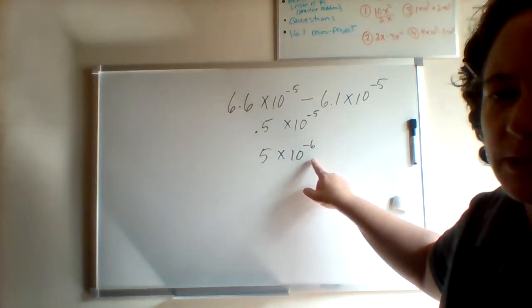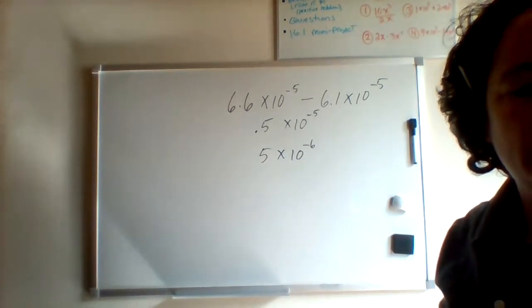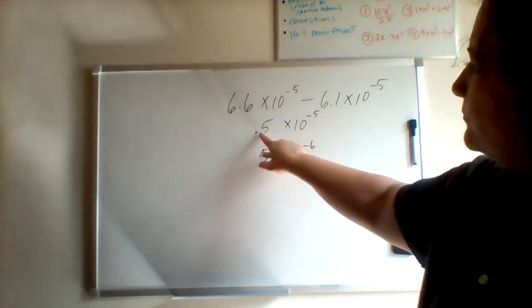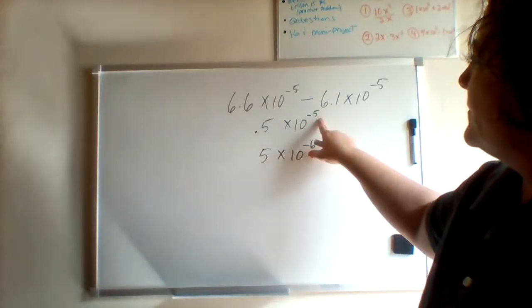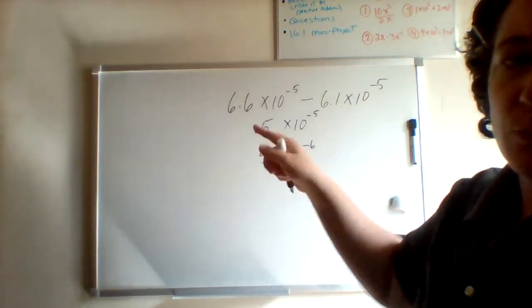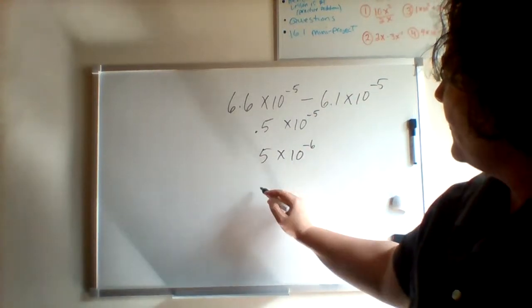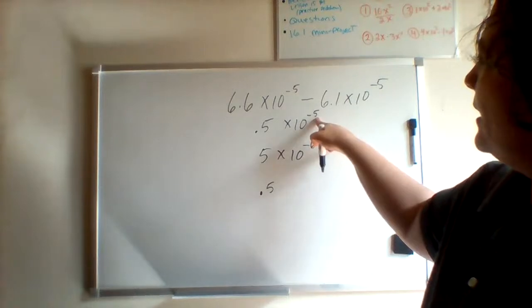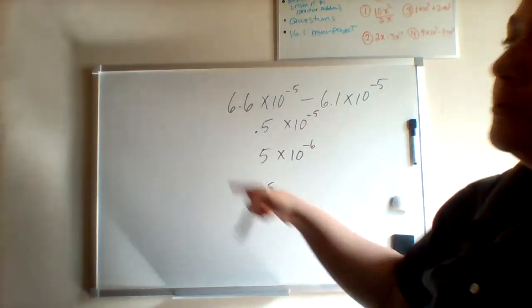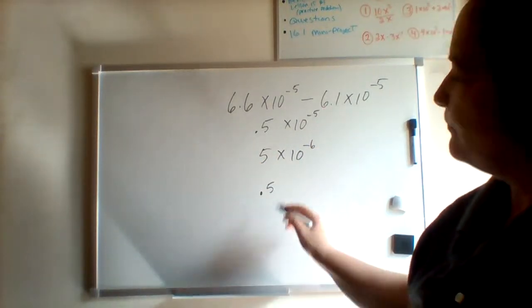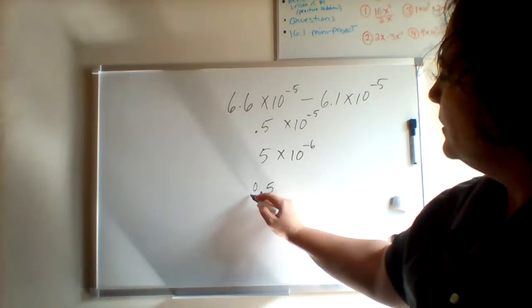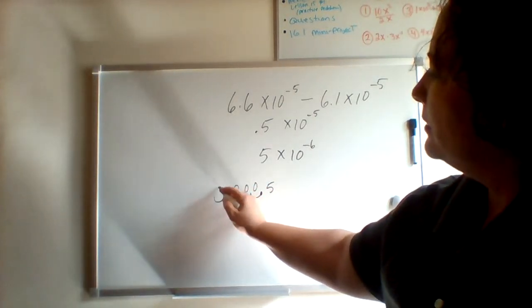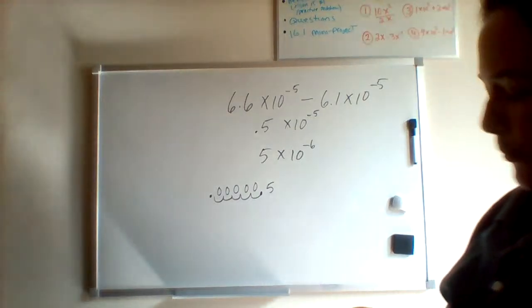Are you guys okay with this? I wanted to show you expanding it. If you weren't sure, what is 0.5 times 10 to the negative 5? It just means to move the decimal over, right? I have to start here, and it says to move it to the left 5 times. 1, 2, 3, 4, 5. So there's my decimal point now.